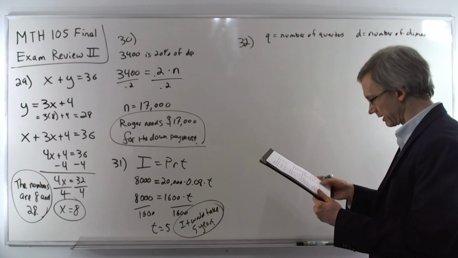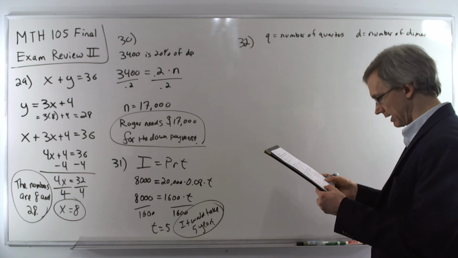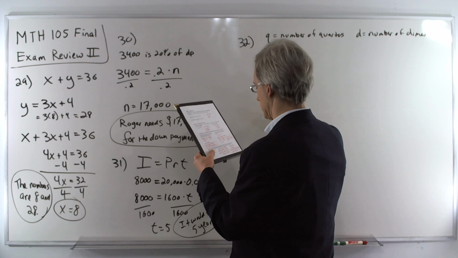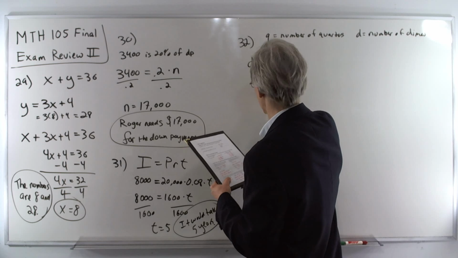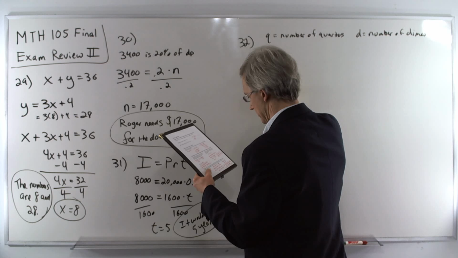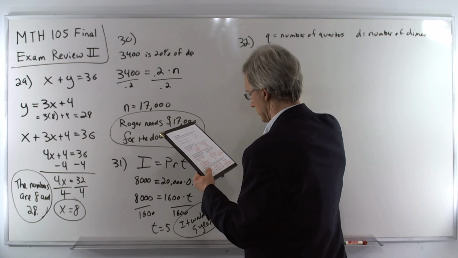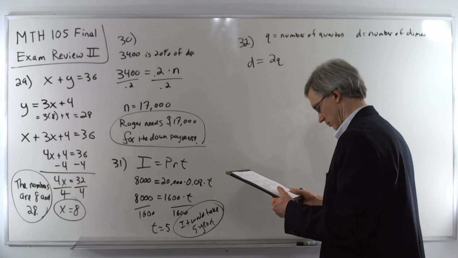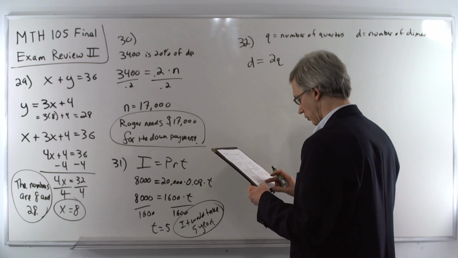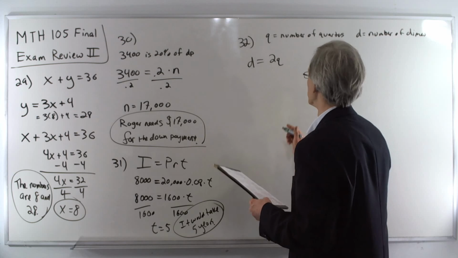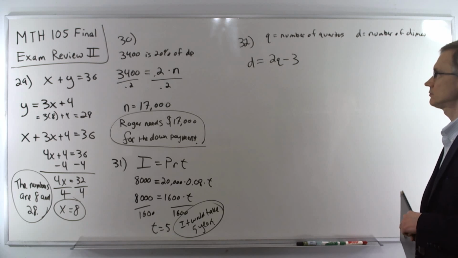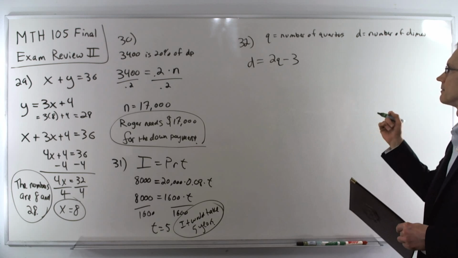Now, we're given that Henrietta has 3 less than 2 times as many dimes as she has quarters. So that means the number of dimes is, so that's 2Q, twice as many quarters, but 3 less than 2 times as many. So that is 2Q minus 3. So that's a relationship between the number of dimes and the number of quarters.